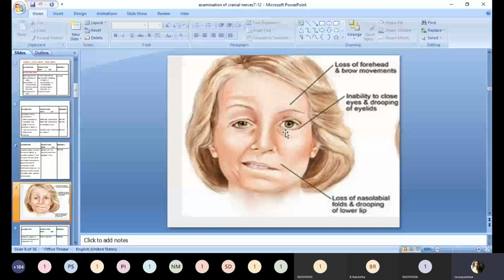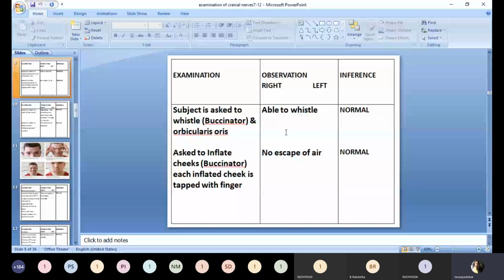Okay, so now we are going to check for the buccinator muscle, and also the orbicularis oris. Here you are going to ask the subject to whistle. If he is able to whistle, then there is no lesion or damage to the nerve supply to this particular muscle. So the inference will be normal.